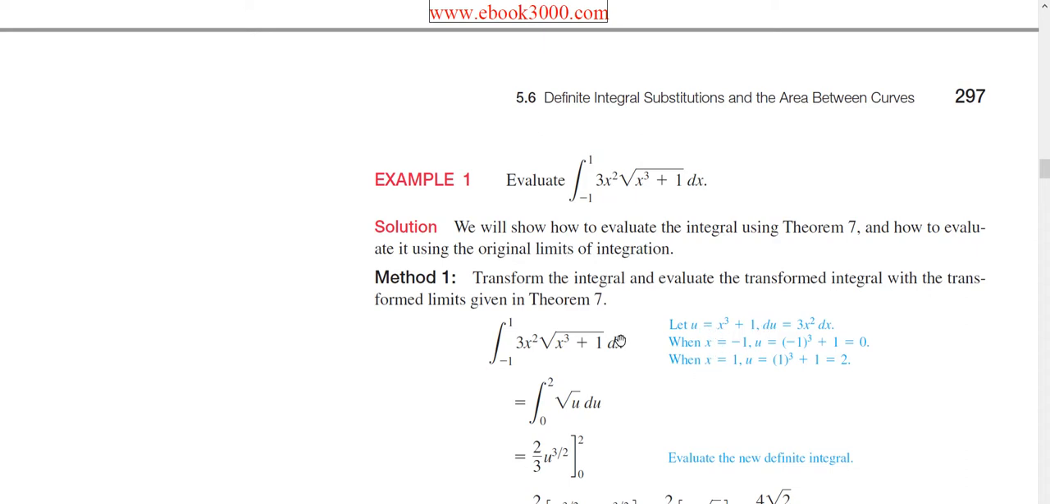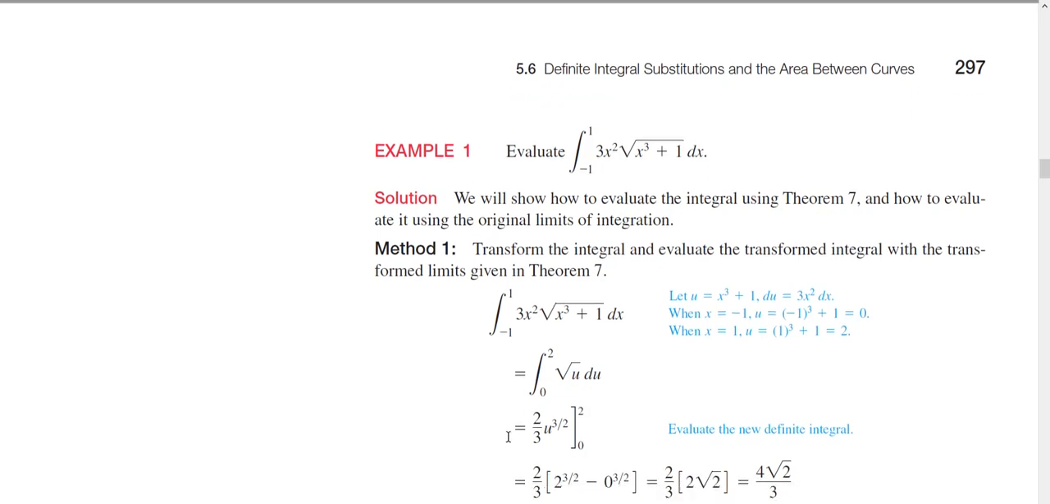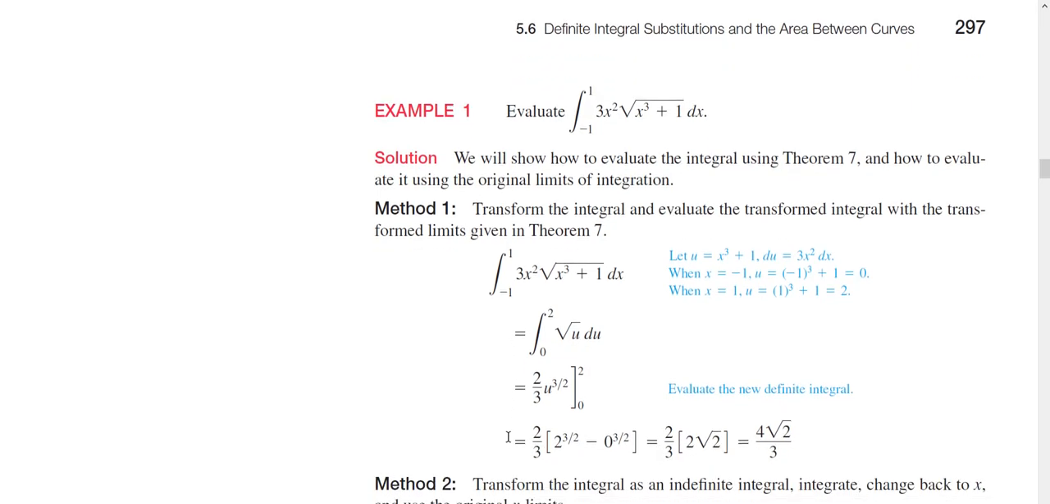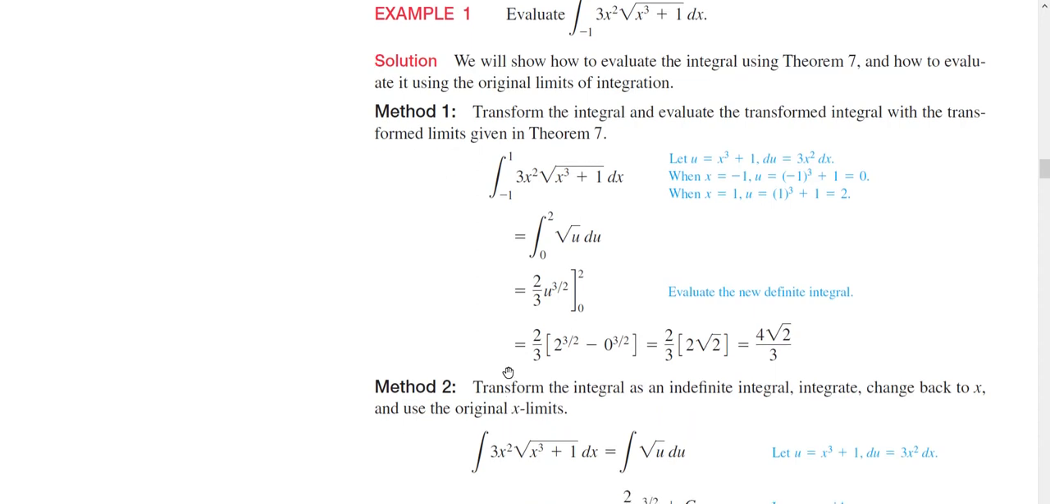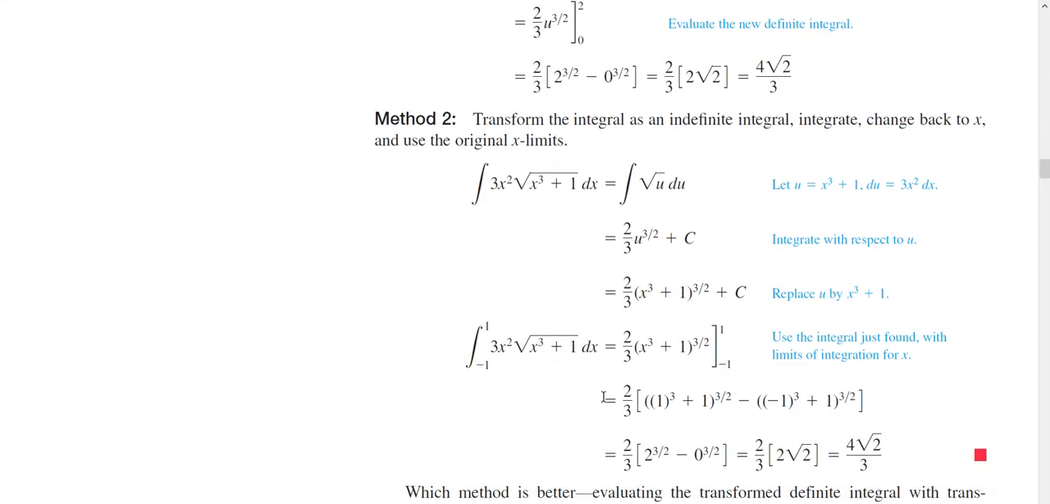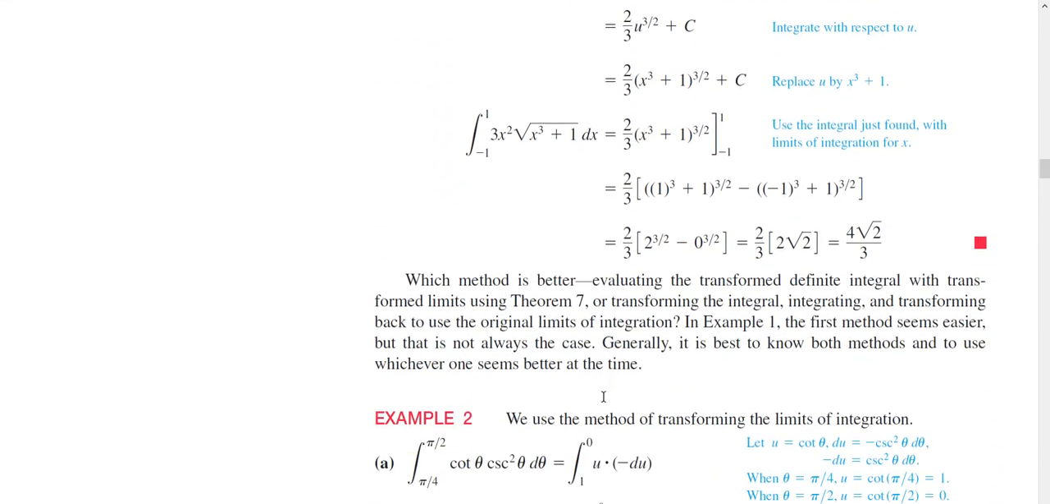Now for upper limit, replace x by 1 in this substitution. So we have upper limit for u is equal to 2. So the transformed integrand with limits is the integral from 0 to 2 of square root of u du. Now integrate in the usual manner, and you have 4 square root of 2 by 3. Method 2 you can do yourself.